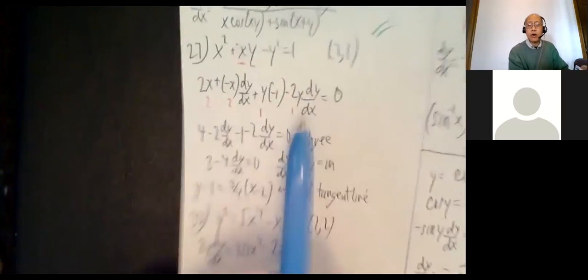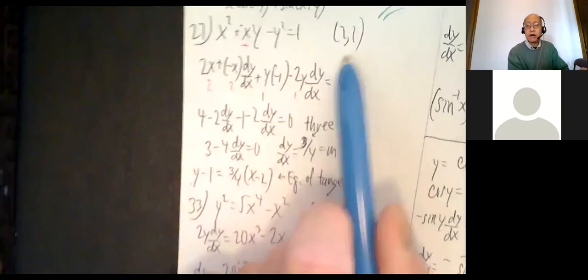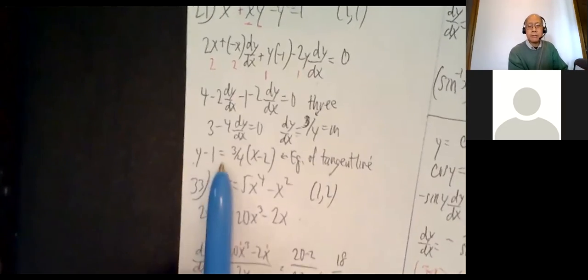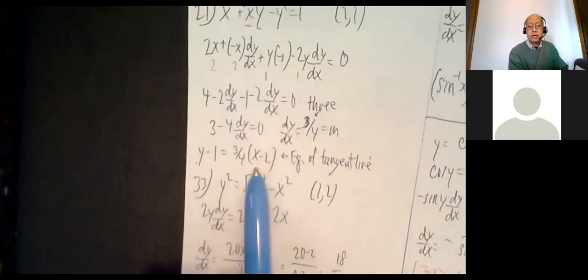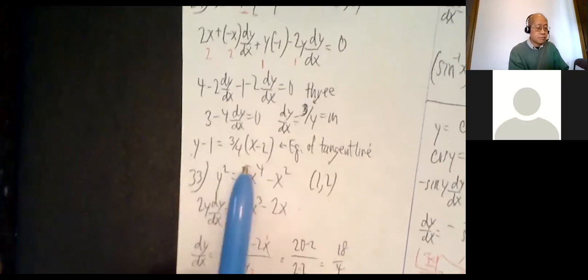And there we go. So y minus y1, y minus 1 equals m, 3/4, times x minus x1, x minus 2. There's the equation of the tangent line. And you can stop right there, as I mentioned before.